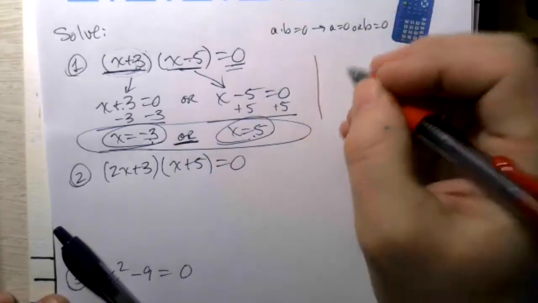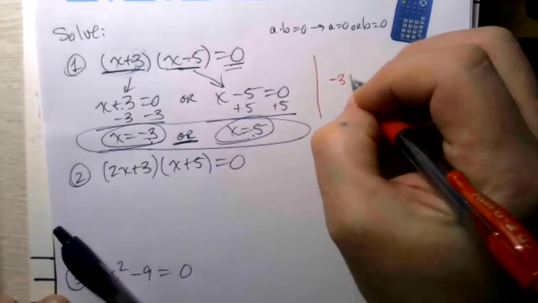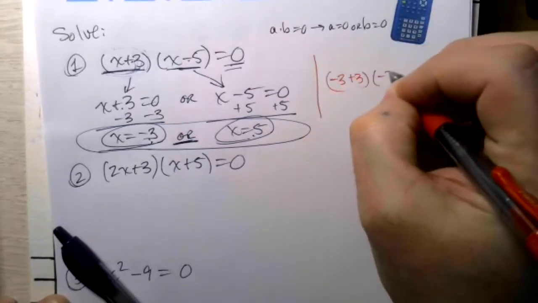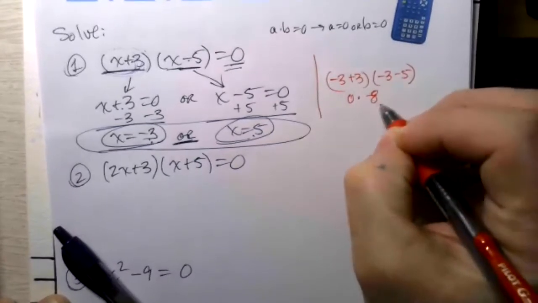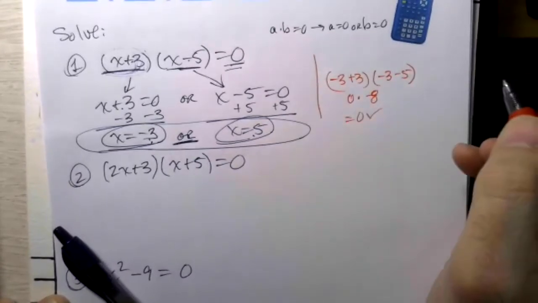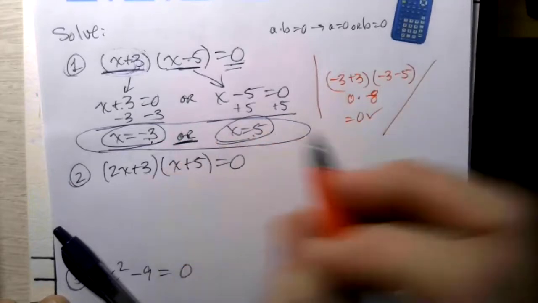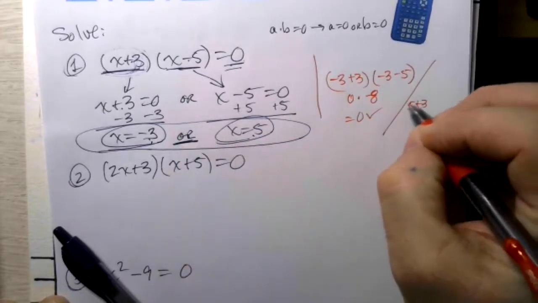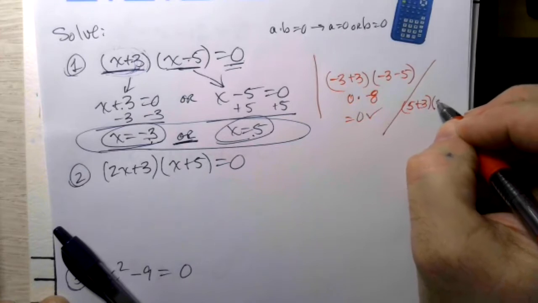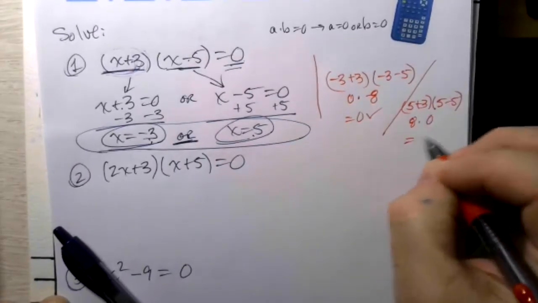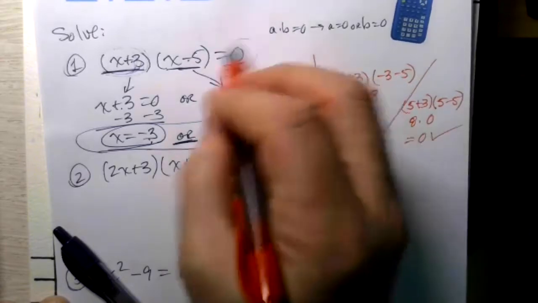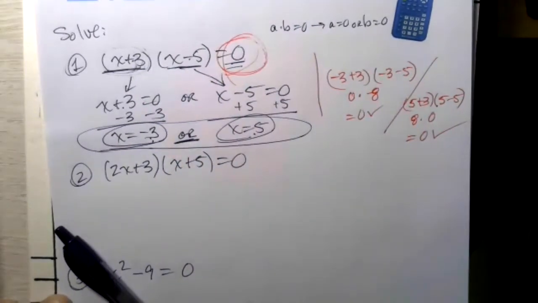So just as a quick little check, if I do -3 plus 3 times -3 minus 5, this would be 0 times -8. That is 0. That worked. If I do 5 plus 3 times 5 minus 5, this would be 8 times 0 equals 0. Yep, that worked also. So either way, I got 0.